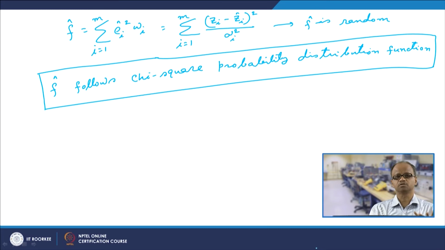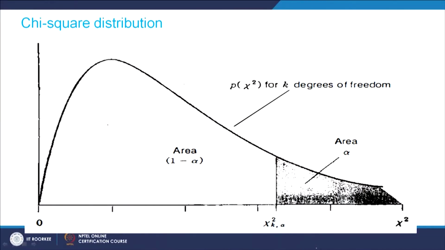So now the question is, what is this chi square probability distribution function? Let's look at that. The chi square probability distribution function is given by this. What are its characteristics? There are several things we can observe. First of all, it is a one sided distribution function. It does not go to the negative side, in contrast with the Gaussian distribution function.